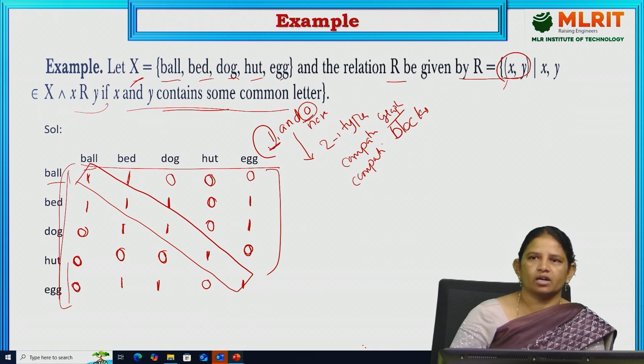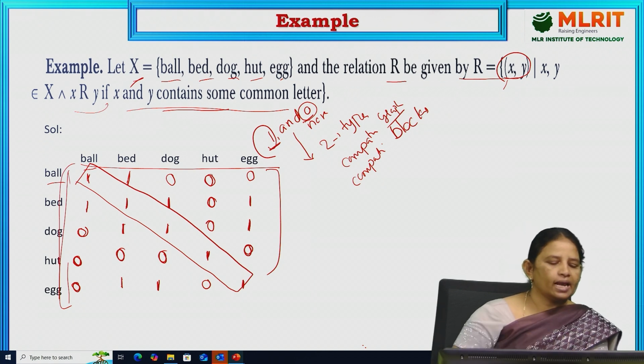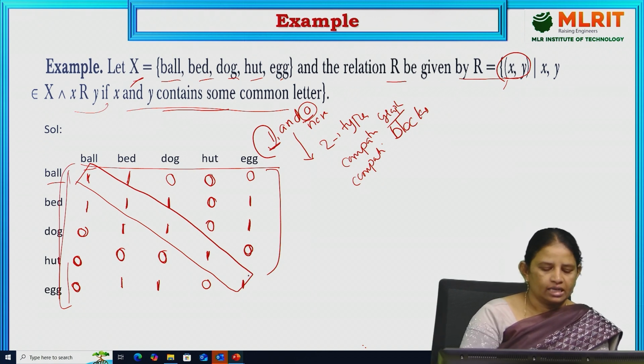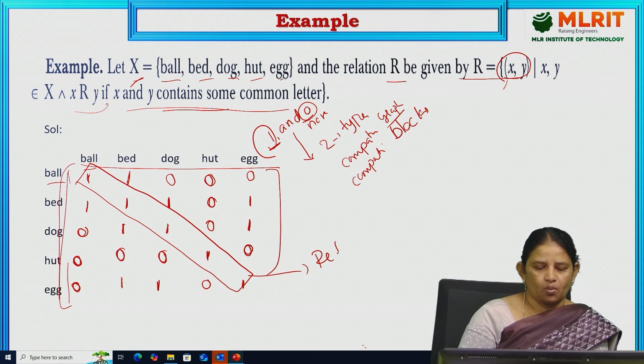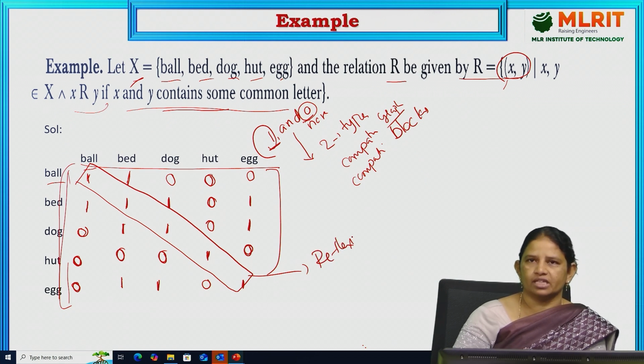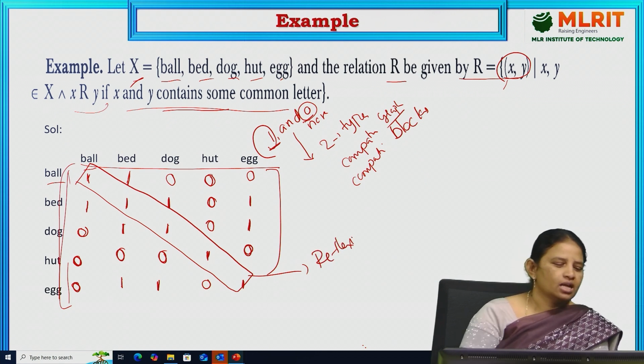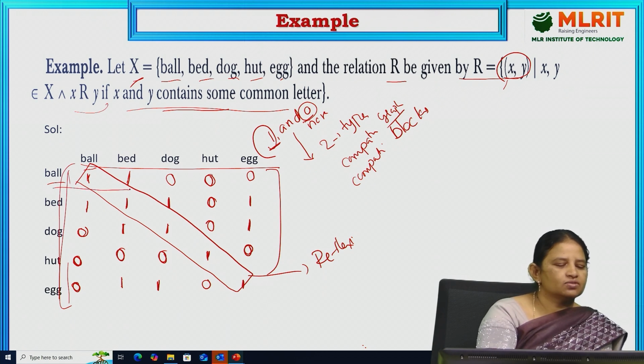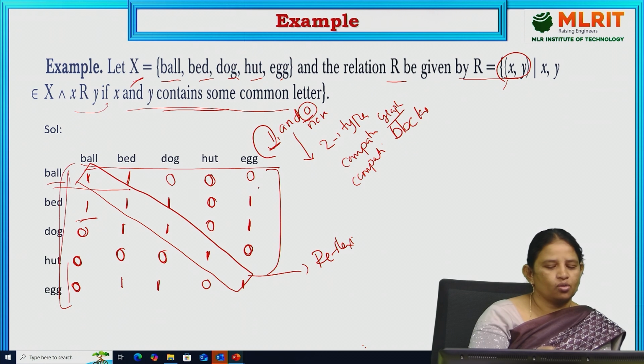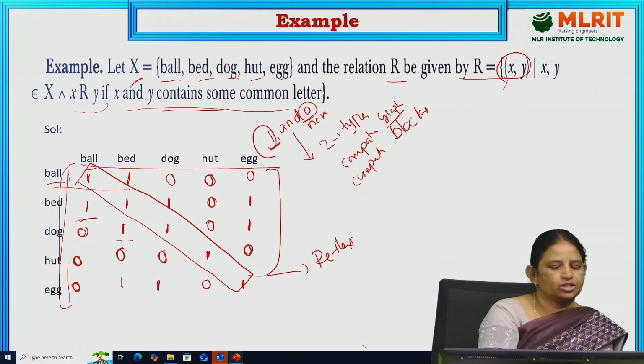What is the compatibility? Reflexive and symmetric. If the diagonal elements are 1, then the reflexive property is satisfied. Then we need to verify the second property, that is symmetric. That means ball, bed is 1, and by default bed, ball is also 1. Ball, dog, no ones. Then bed, ball, 1 is there. Bed, dog, 1 is there. Dog, bed is also 1. Next, bed, egg, 1 is there. Egg, bed is also 1 is there.